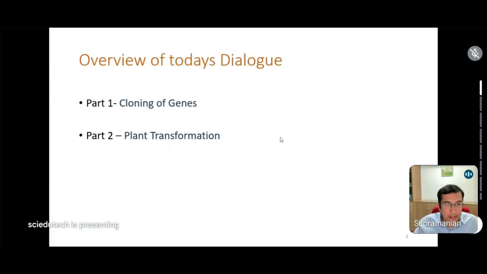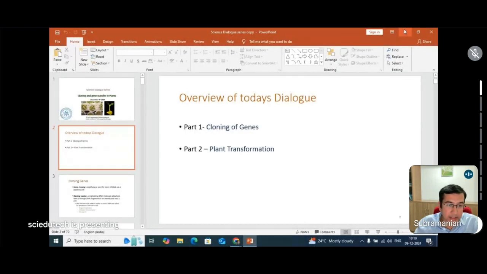So in today's dialogue, I would like to talk about two parts. First part is cloning of genes, and the second part will be on plant transformation.